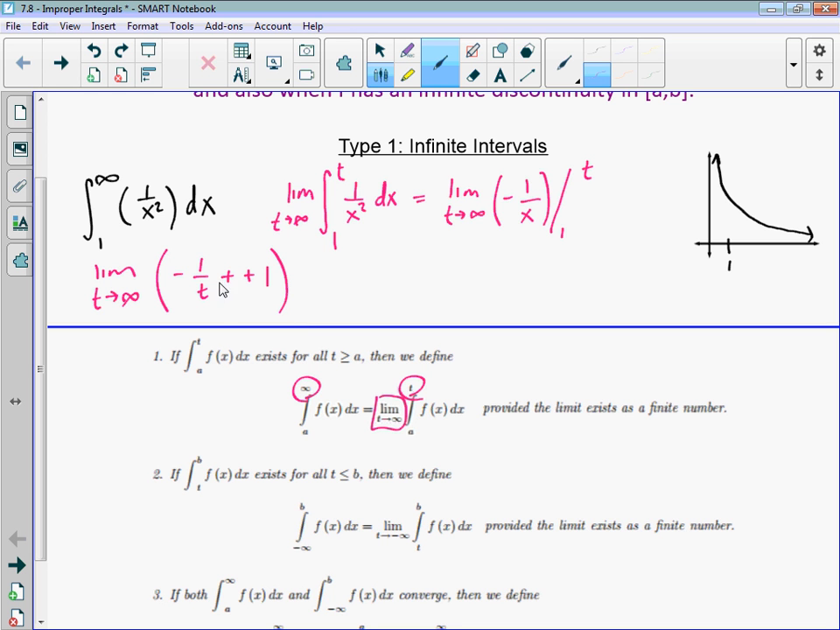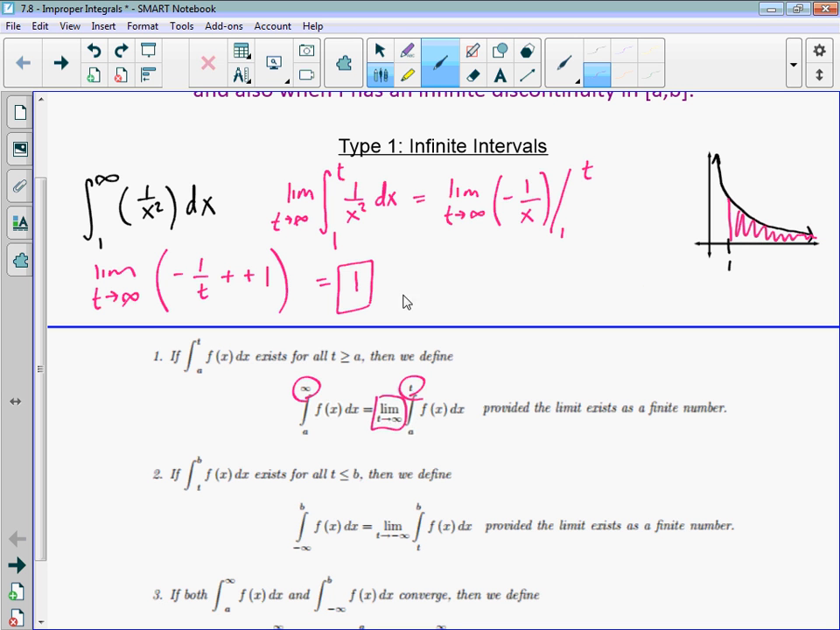Okay, what is this piece going to as my t goes to infinity? 0. So I have 0 plus 1. So the answer to this integral is 1. So if I find the area of this shaded region that goes on forever there, that area would actually add up to 1. Kind of like our pizzas added up to 2. So questions on that part?